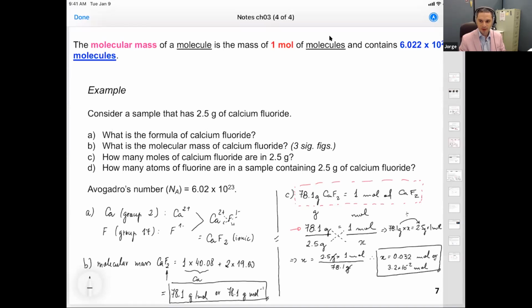Okay, so this answer tells us that 2.5 grams of the compound calcium fluoride corresponds to 0.032 moles of calcium fluoride.